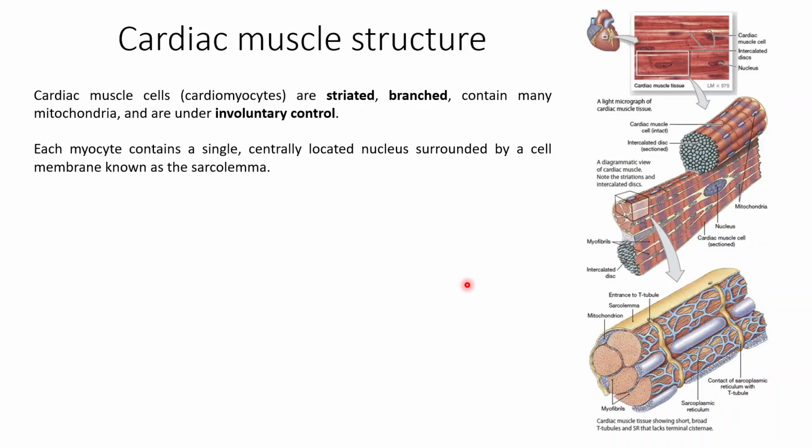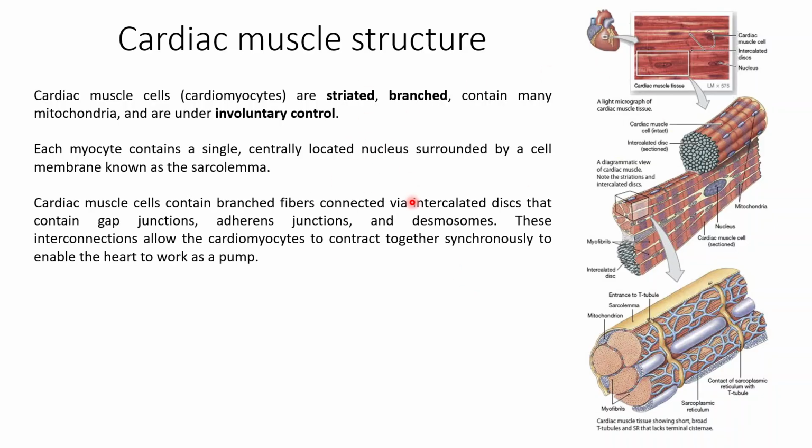So each myocyte contains a single centrally located nucleus. That's different than the skeletal muscles, right? Which are like a syncytium. So here it has one nucleus surrounded by the sarcolemma, and these cells are connected to one another by these intercalated discs. So they have these branches in between that are connected via intercalated discs, like you can see over here.